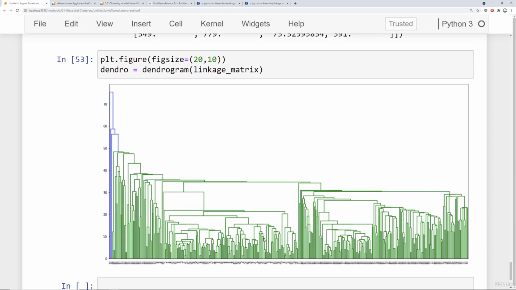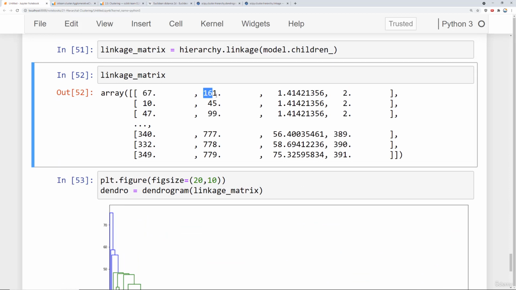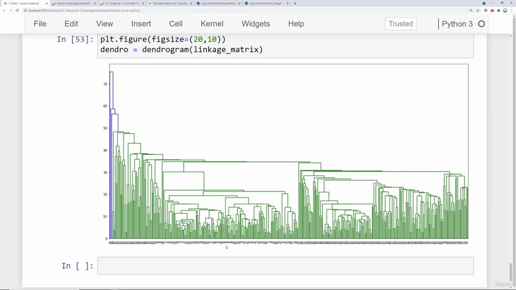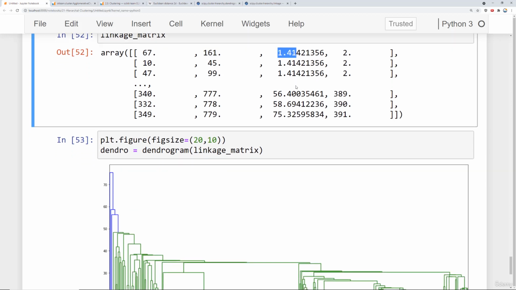So you'll notice we have a bunch of tiny little 2-car connections, so to speak, and that's what starts off your linkage matrix. So we have 67 and 161, and those 2 points are connected. So somewhere along this x-axis, you would see 67 and 161 connected by these kind of hierarchy dendrograms. And then the height of it would be 1.41. That's the distance itself.